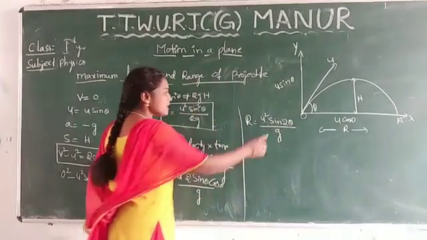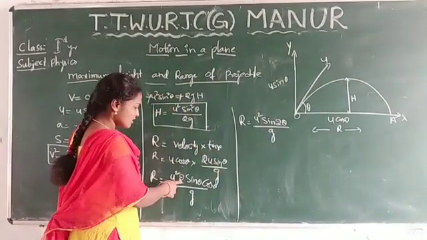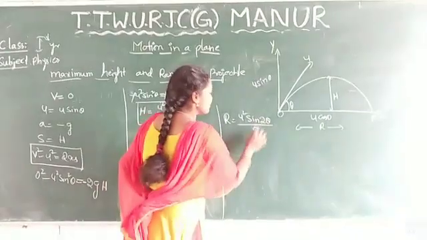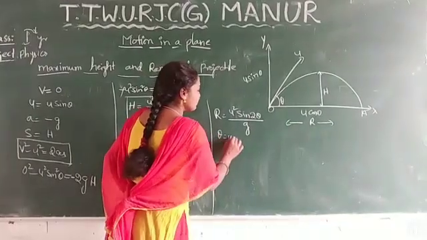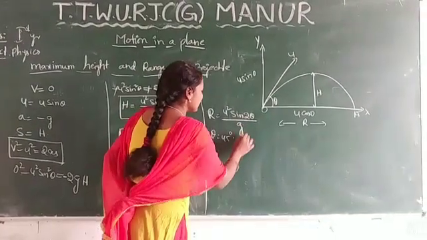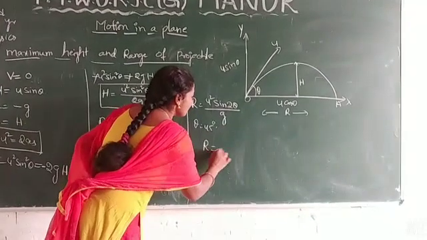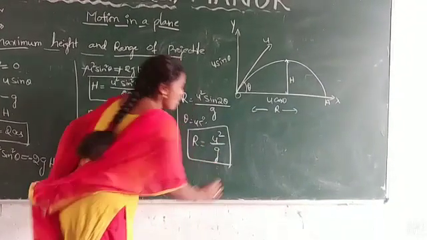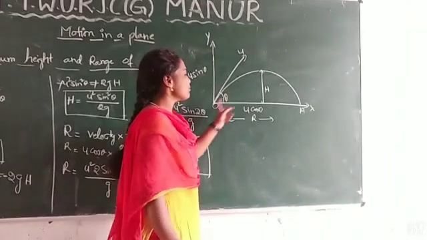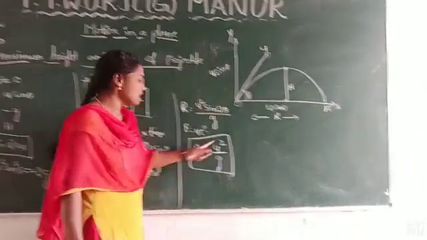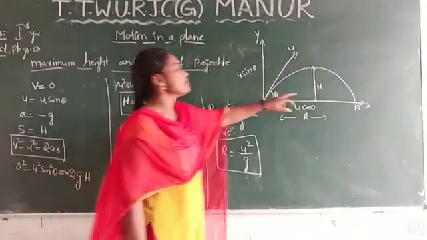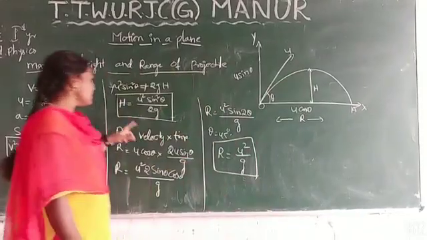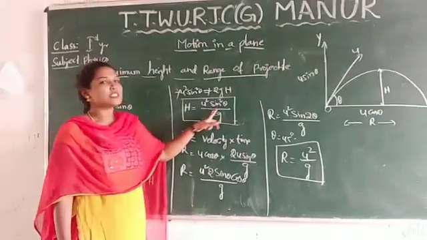Here, for the maximum range, sin 2 theta must be 1, so theta is equal to 45 degrees. So we are getting range R is equal to u square by g. So the range, how much it has covered from the initial position to the final position, is nothing but u square by g. And the maximum height reached is nothing but u square sin square theta by 2g.